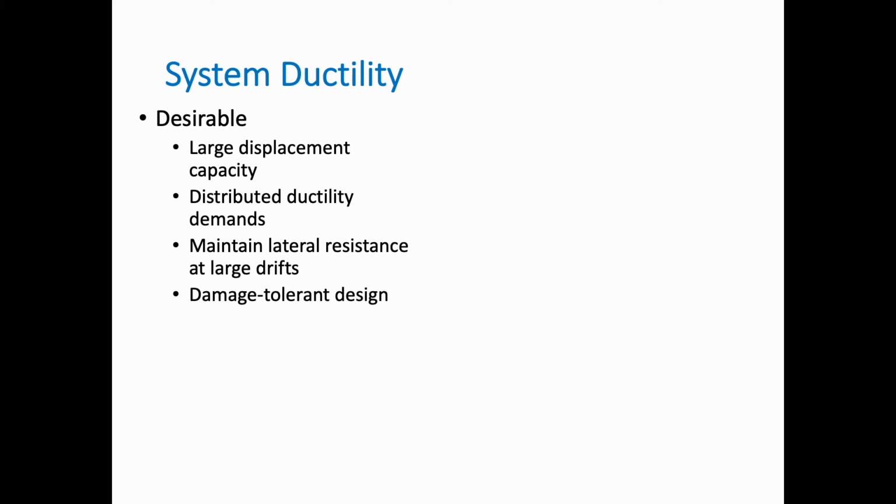More importantly, when it comes to system ductility, the desirable things are to have large displacement capacities, to have distributed ductility demands across the whole structure, especially along the height of the structure, maintain the lateral resistance at large drifts, and have a damage tolerant design.